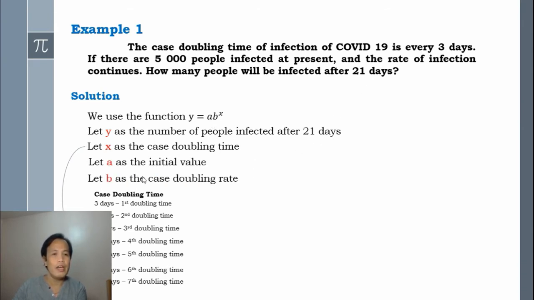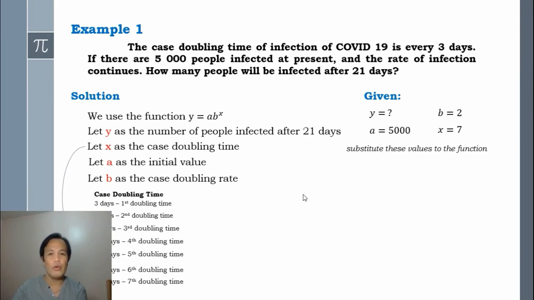A here is the initial value, and b is the case doubling rate. When we say double, of course, it's twice, or triple, or quadruple, so it multiplies the rate. Now for the given, since we are to solve for y, the number of people infected after 21 days, it is unknown. Our a is 5,000. Where did we get a? It is the initial value given in the problem, 5,000 infected people at present. Our b is 2, because that is the case doubling rate. And our x is 7. Where did we get 7? It is the seventh doubling time, because we are talking of 21 days.